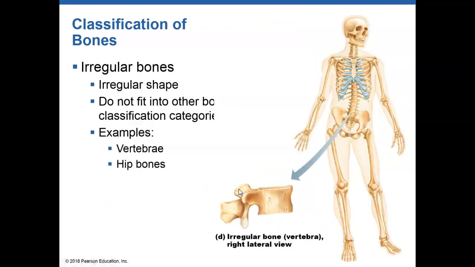And then irregular bones, guess what? They also have a thin layer of compact bone with spongy bone in the middle. These don't fit into any other category. So they're called irregular bones, and the examples are your vertebrae and your coxal bones.